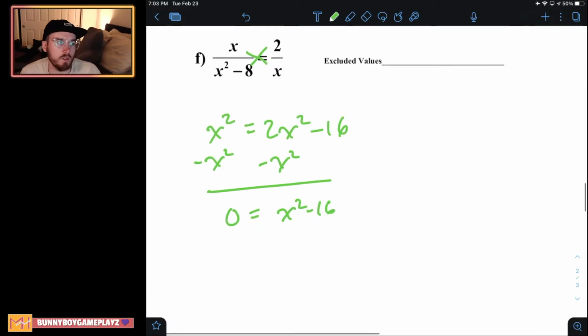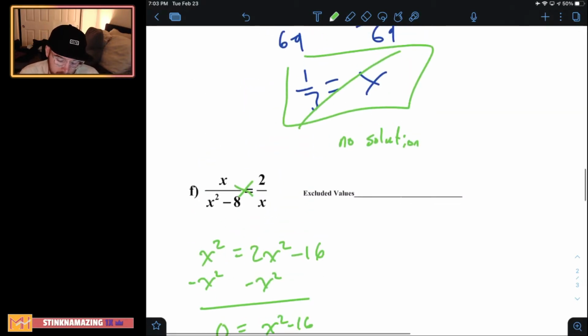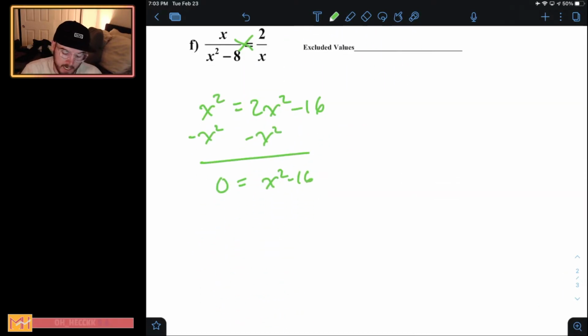We have to factor this. This does not factor with a GCF, however, like some of the other ones. We have to create our two parentheses like we're used to doing. So, what's the right answer here? How do we factor x squared minus 16? It is a difference of squares. So what's the square root of 16? 4. So plus or minus 4. x plus 4, x minus 4.